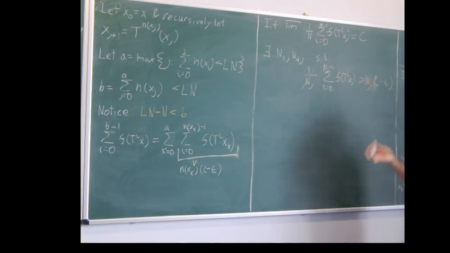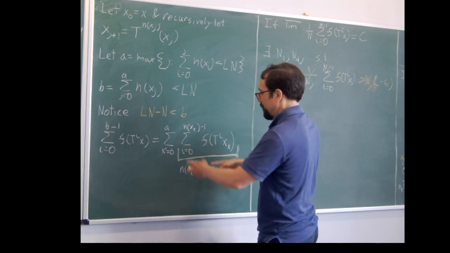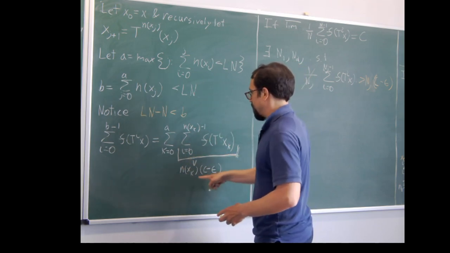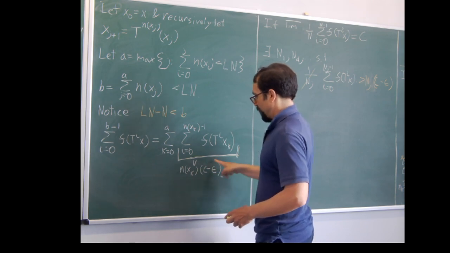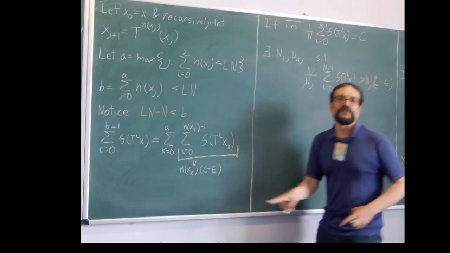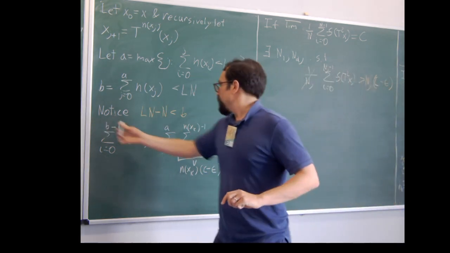That was why everything was set up. The whole point was to get this expression where I have n of x sub k sums, and it's dominated by something very close to the lim sup times the number of sums. That was the whole point of what we've been doing up until now. Everybody okay with this? And of course, there's totally B of these things.